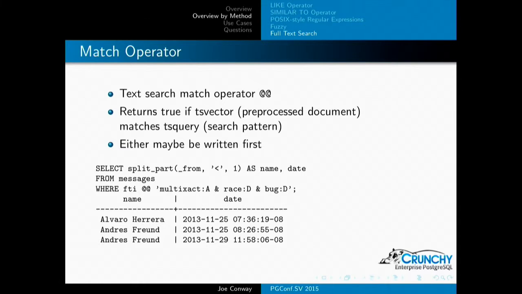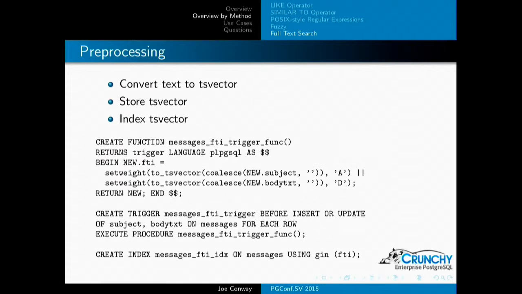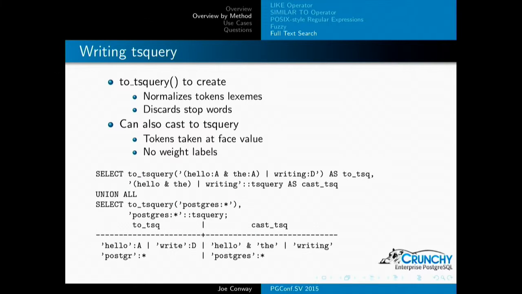Well, back a few slides when I was talking about the weighting, those are what are used for the weights. When I set up my trigger function, you'll notice that I use the A weight on everything that came from the subject, and I use the D weight on everything that came from the body text. By using those weights, I'm saying I want to match the stuff in the subject versus matching anything, or I want to match the stuff in the body versus matching anything. And that also gets used for the relevance ranking. So that lets me be more specific.